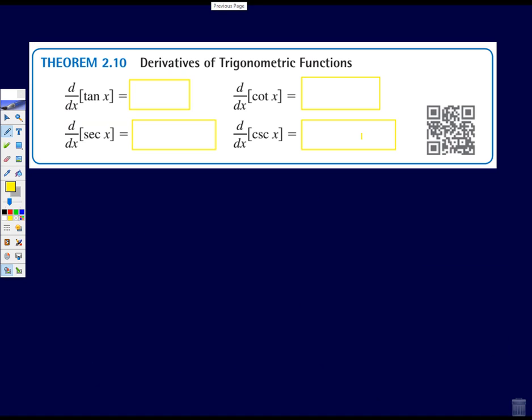So let's now summarize the 4 we've worked out today, and I'm going to pencil them in here, and then we're going to look at the pattern a little more closely. So the tangent function's derivative, that one was secant squared. The derivative of the cotangent was negative cosecant squared. The derivative of secant x was secant x times tangent x. And the derivative of the cosecant was negative cosecant x times cotangent x.